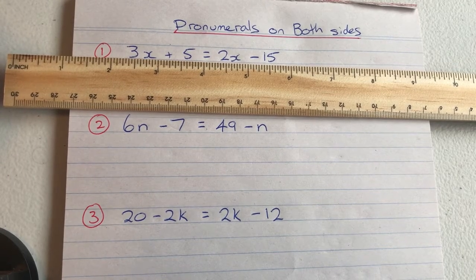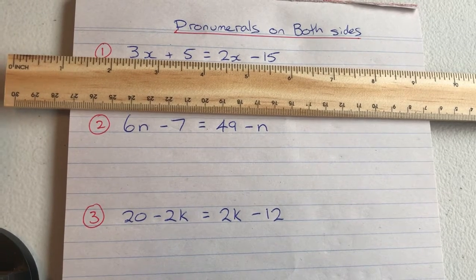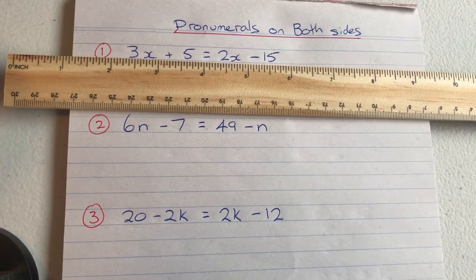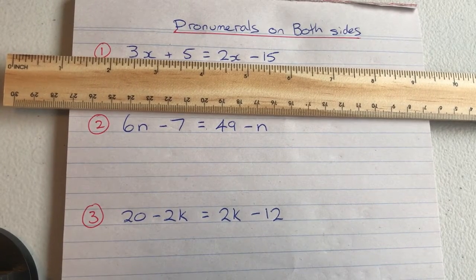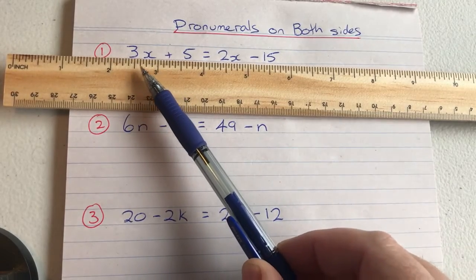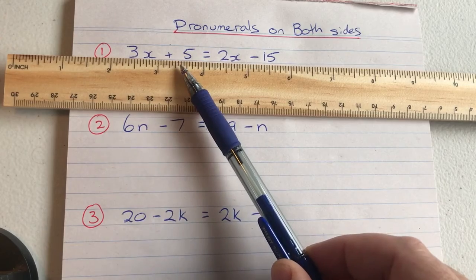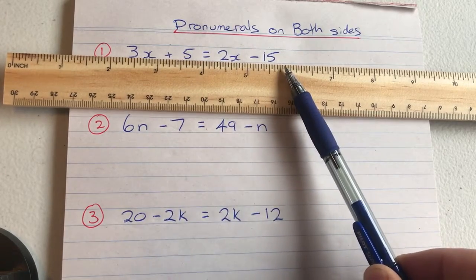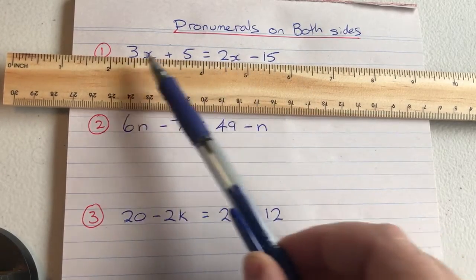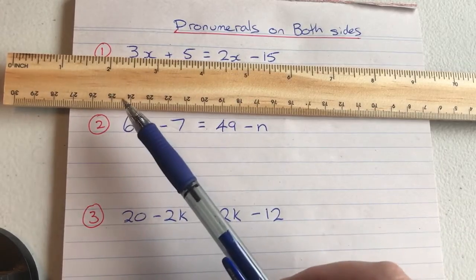Alright, in this video we're going to look at solving equations that have pronumerals on both sides. Now the method to solving these is very similar to our two-step equations. Just try and get all your x's on one side and all your numbers on the other by using opposite operations. So when we get to this first part, we've already got 3x plus 5 is equal to 2x minus 15. We can see there's two x's there. Let's try and get them together.